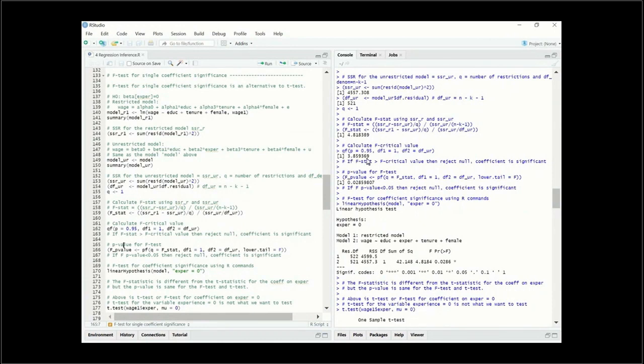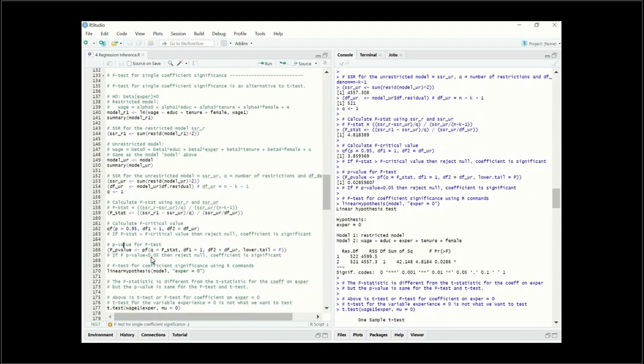Because it's an upper one-tailed test for the F test, if the F statistic is greater than the critical value, then we would reject the null and the coefficient would be significant. So here our F statistic is definitely greater than the critical value. Therefore, we are concluding that we have a significant coefficient.